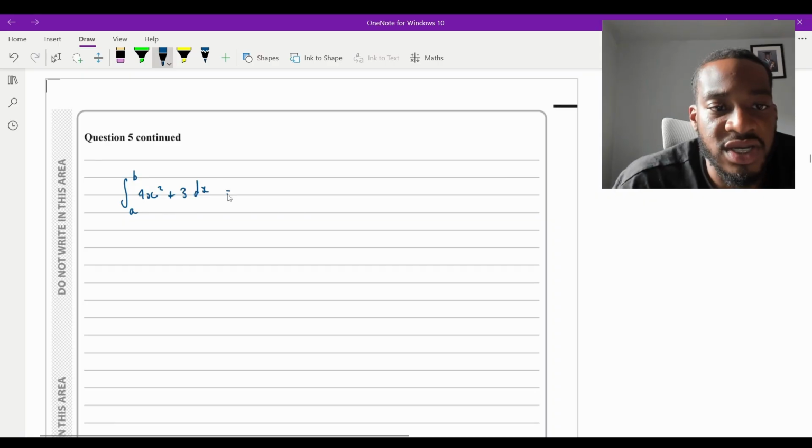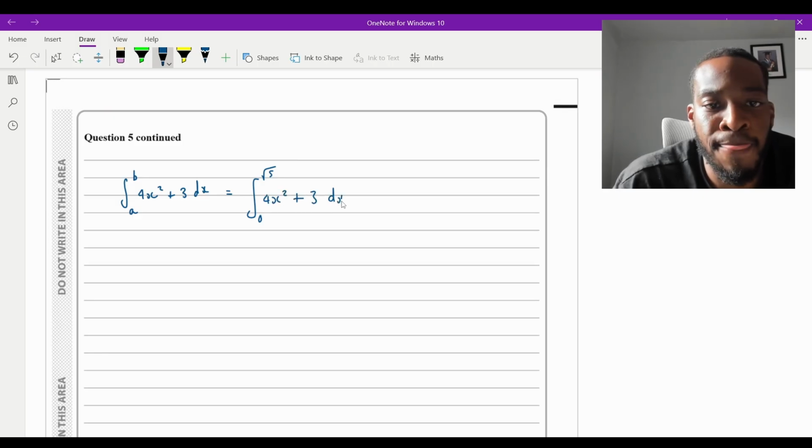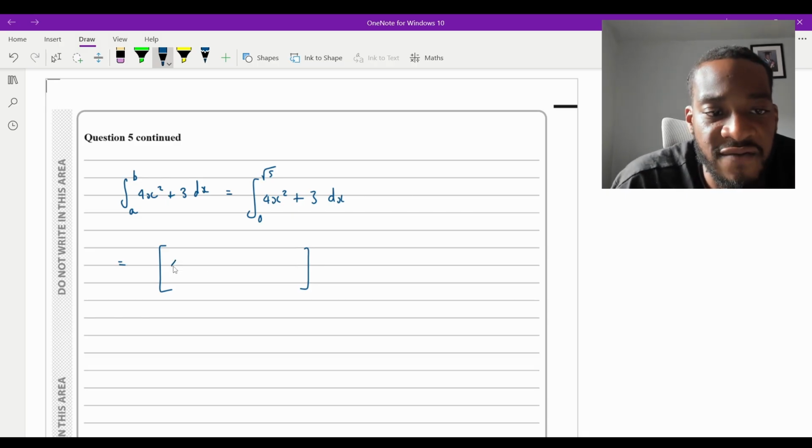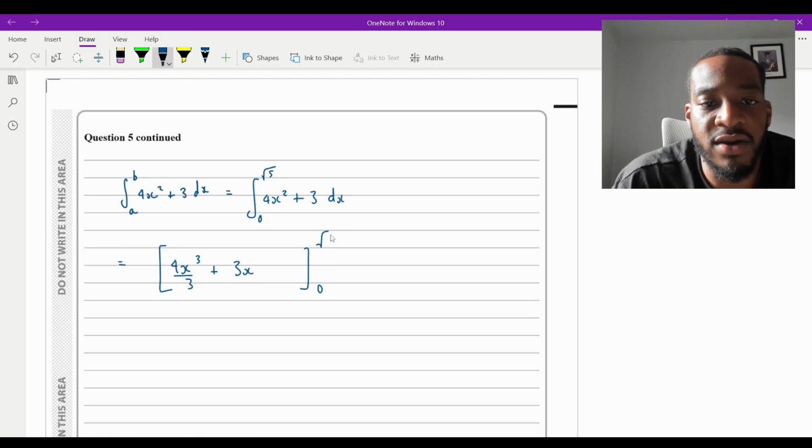So this is going to be equal to the integral between 0 and root 5 of 4x squared plus 3 dx. Now, integrating this, let me put my square brackets. We're going to add 1 to the power and then divide by the new power. So that's going to be 4x to the power of 3 over 3, and then plus 3x. We're going to evaluate between 0 and root 5.